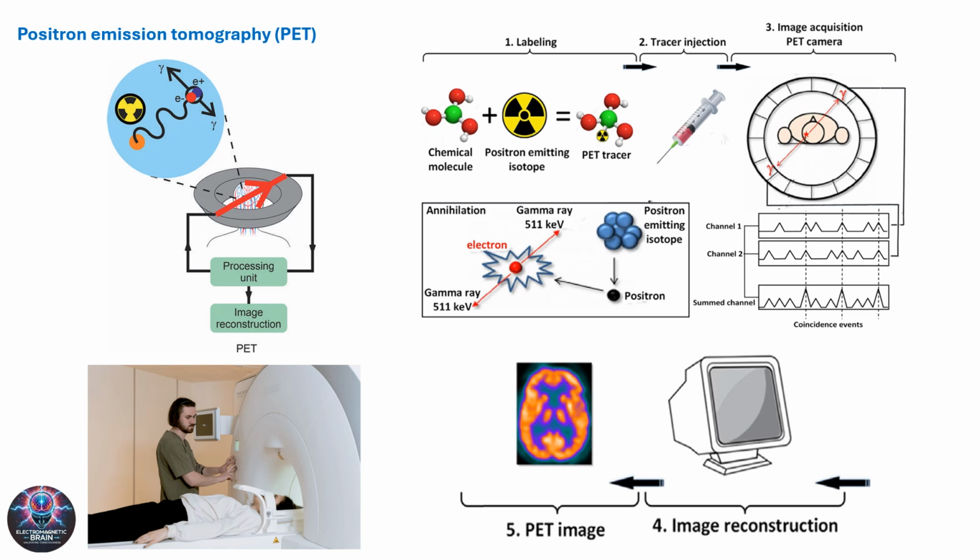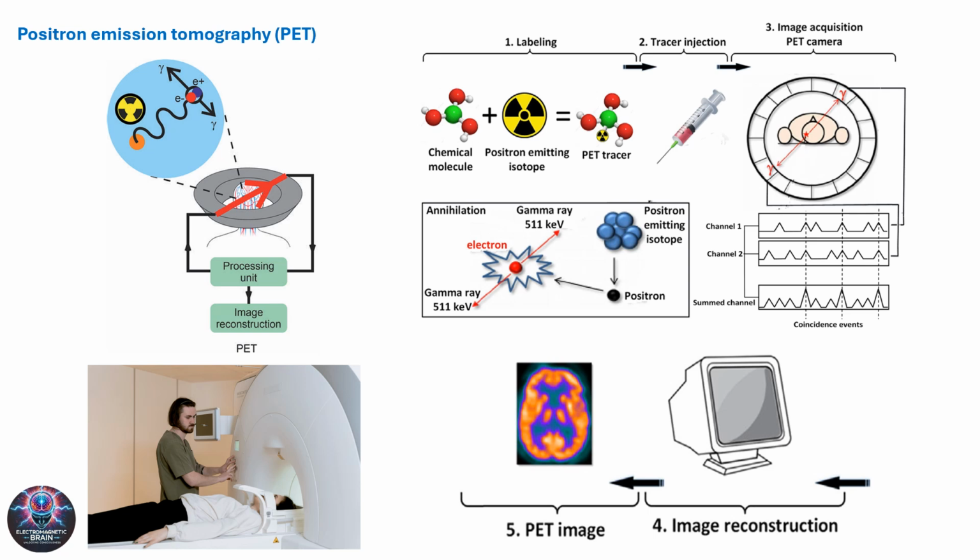In this slide, we delve into positron emission tomography, or PET, a technique used to measure brain metabolism. The process begins with labeling, where a chemical molecule is combined with a positron-emitting isotope to create a PET tracer. This tracer is designed to bind to specific molecules or active areas in the brain. The labeled tracer is then injected into the bloodstream, where it circulates and accumulates in regions with high metabolic activity, such as active brain areas.